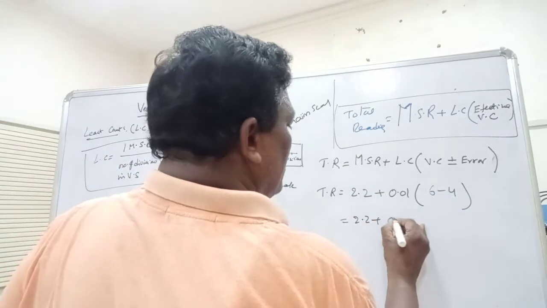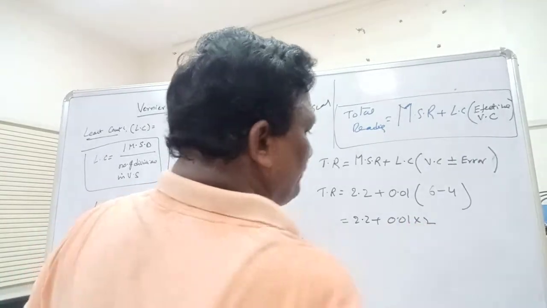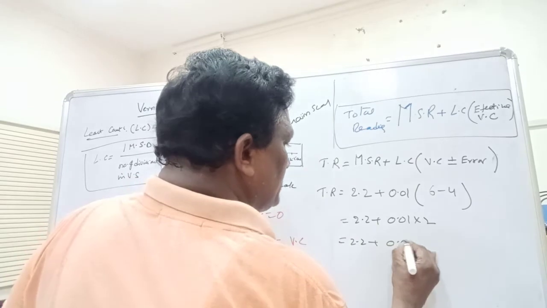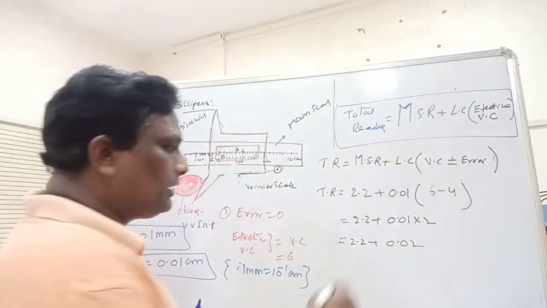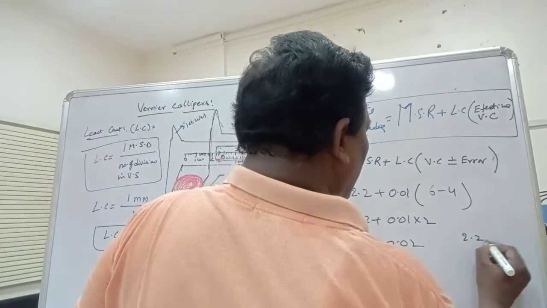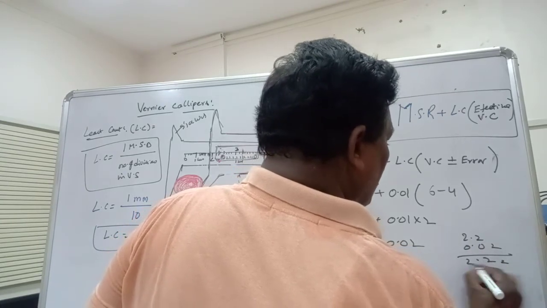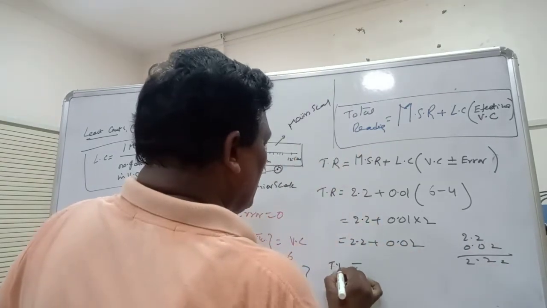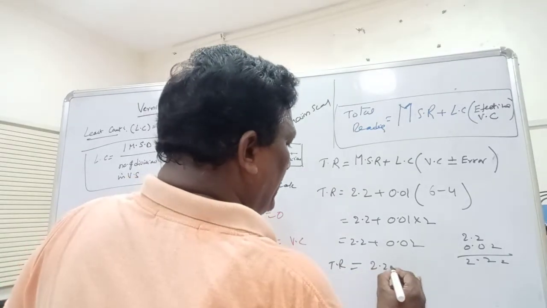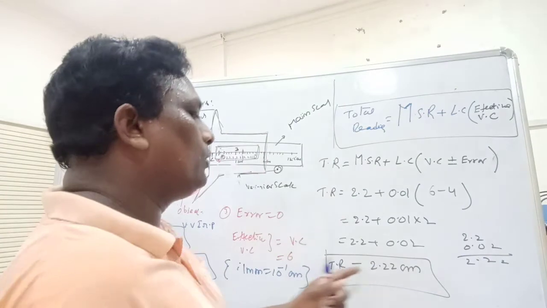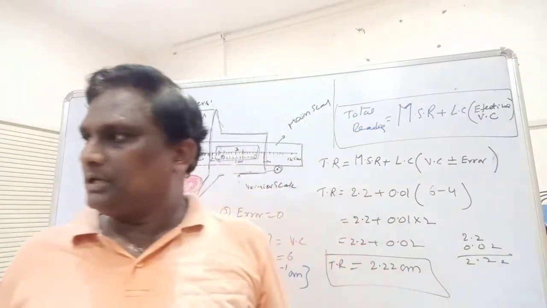2.2 plus 0.01 into 2, that is equal to 2.2 plus 0.02. Is it correct? Now we can add it. So 2.2 plus 0.02, add this, and the total reading is 2.22 centimeters in our example. 2.22 centimeters. Can you understand?